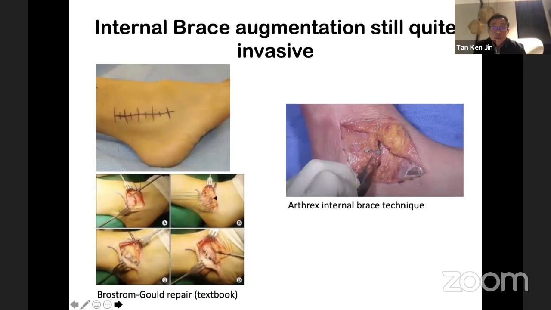So one of the problems here is that an internal brace augmentation is still quite an invasive procedure. Here you see a picture from a textbook of a typical Brostrom repair, and the incision is quite extensive there. Most people who are quite familiar with doing a Brostrom would be able to reduce the size of the incision maybe to half of that. But when you're doing an internal brace, generally you need quite a good exposure because you want to be confident when you're putting your anchors into the lateral malleolus, and you also need to identify a good place to put your anchor in the talus. So you need a reasonably invasive or open exposure to do that.